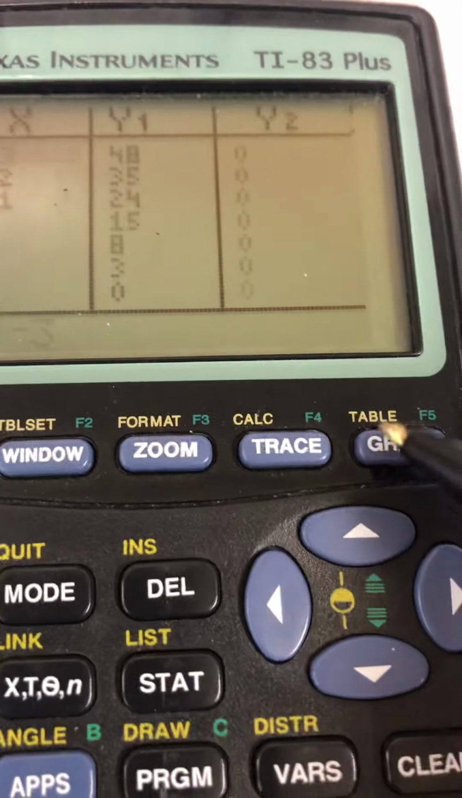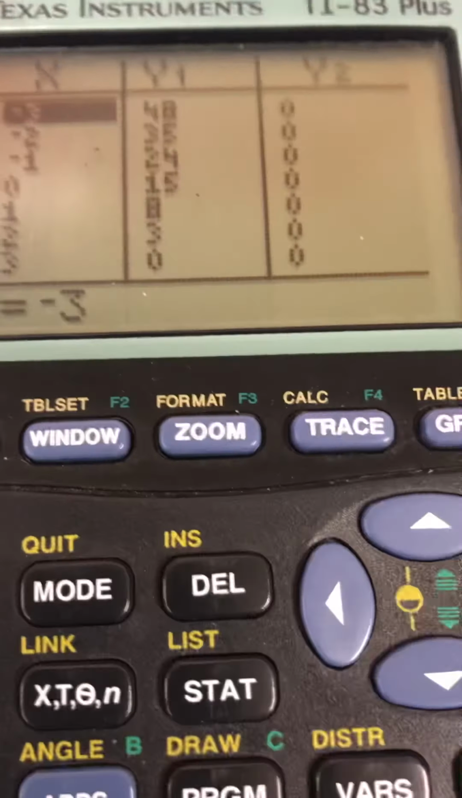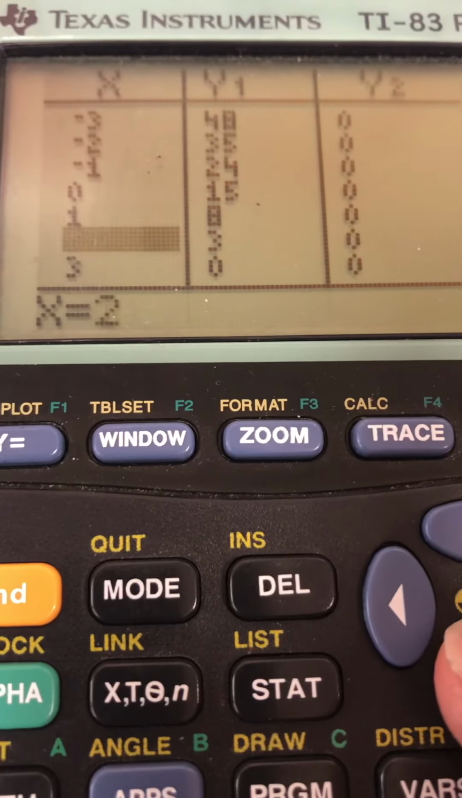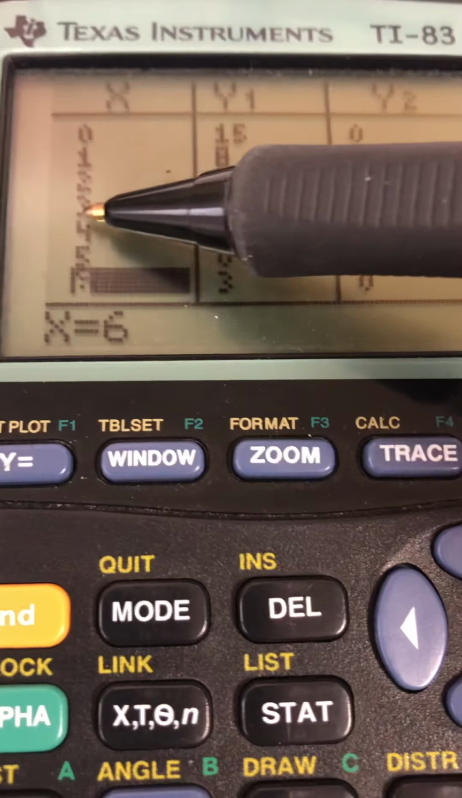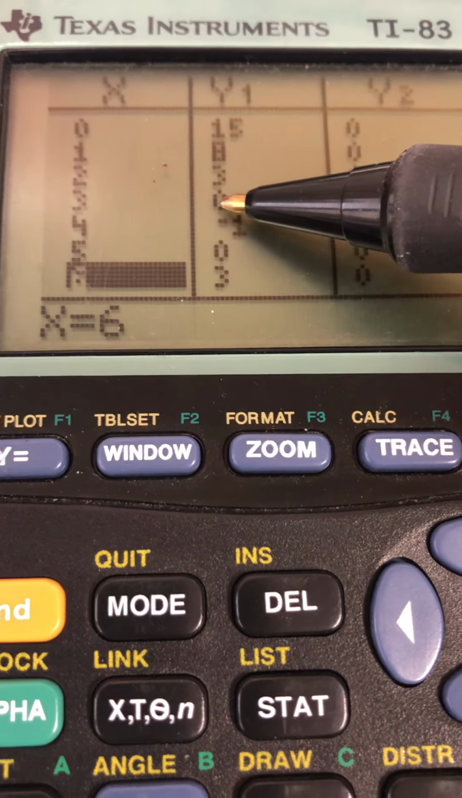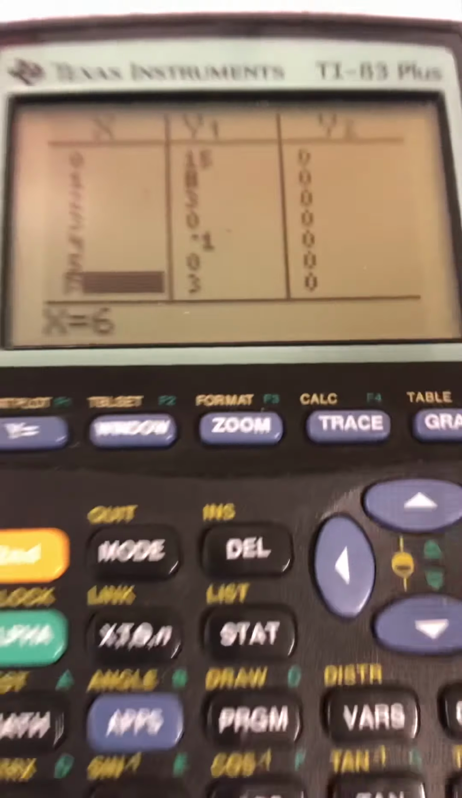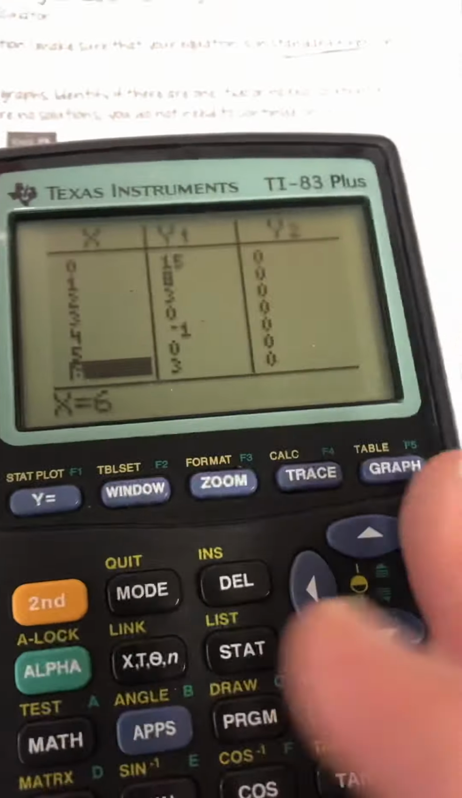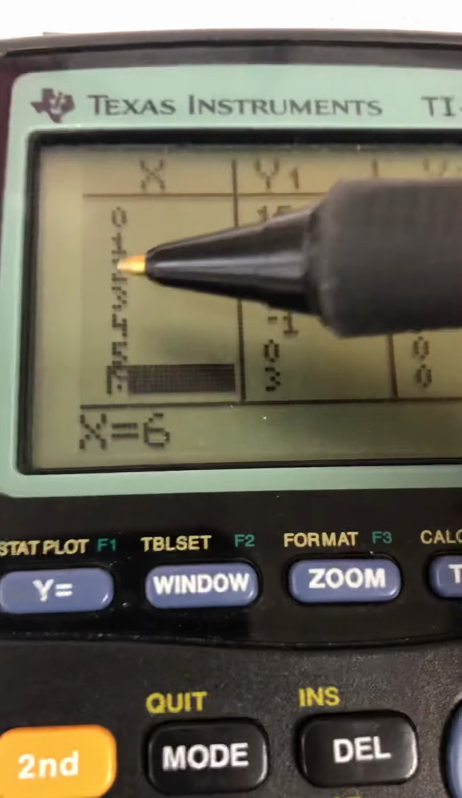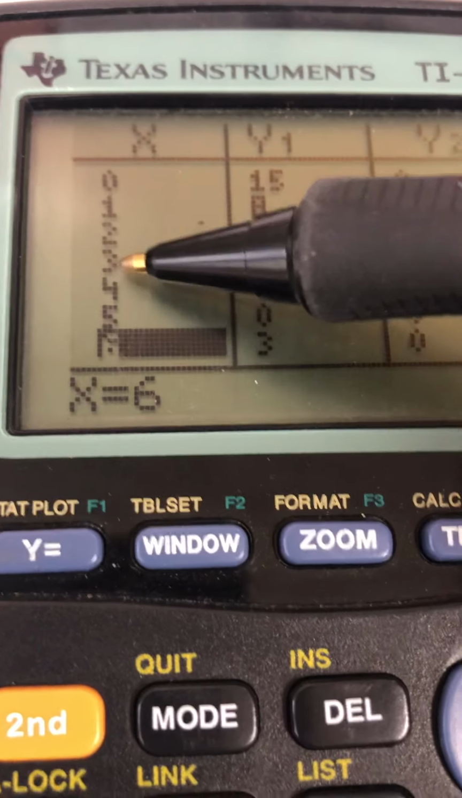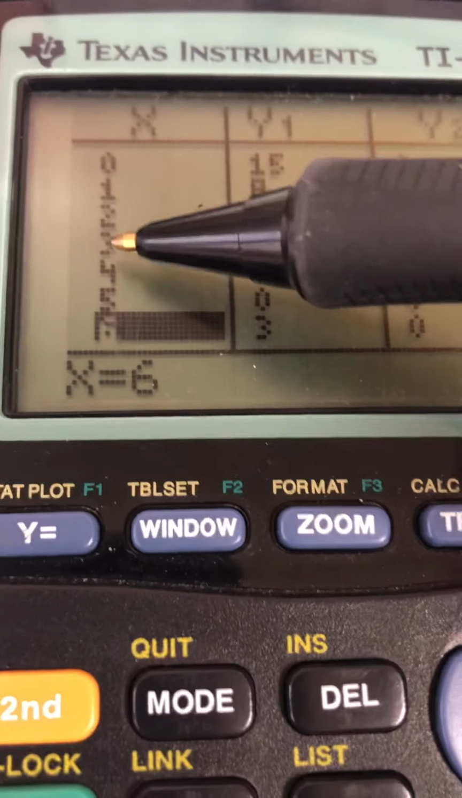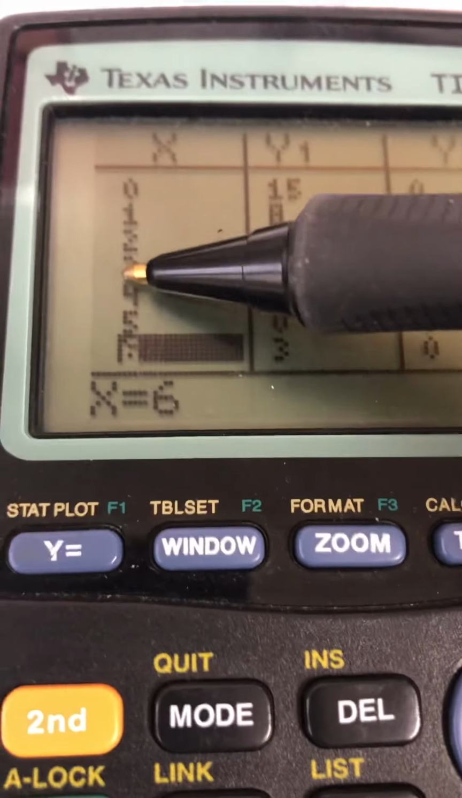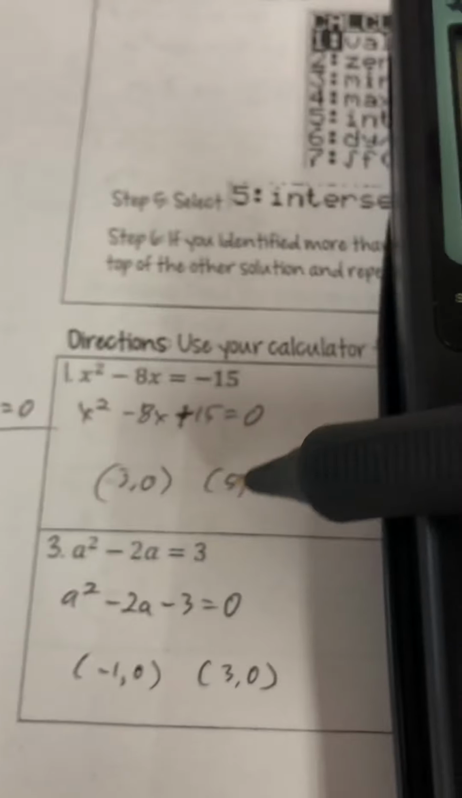I hit second and I hit table. Then wherever y is 0, I go down, and see these two, y is 0. They're calling them roots right now, because they call them other things later on, and they're the same thing. So this is going to be a root where y is 0, where it crosses the x-axis, the x-intercepts, if you will: 3, 0, and 5, 0. And that's how I got these 3, 0, and 5, 0.